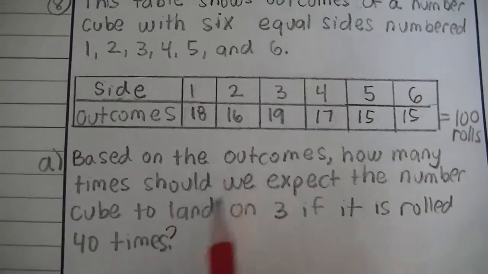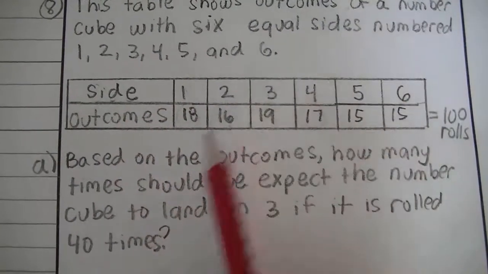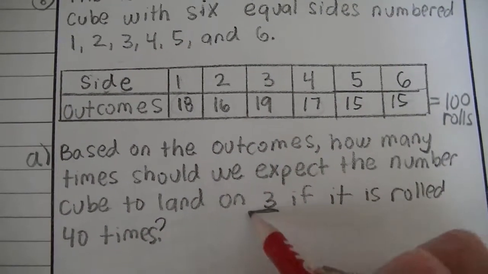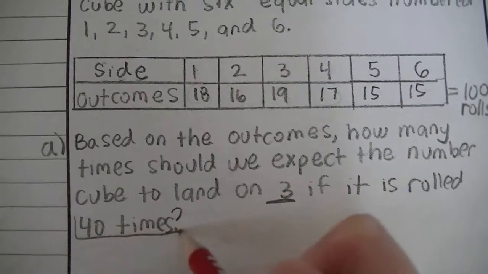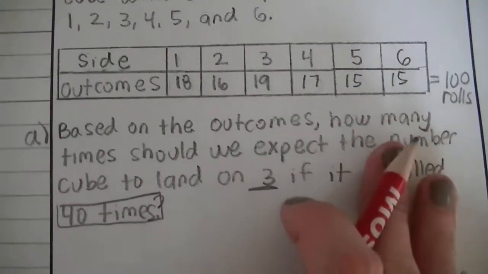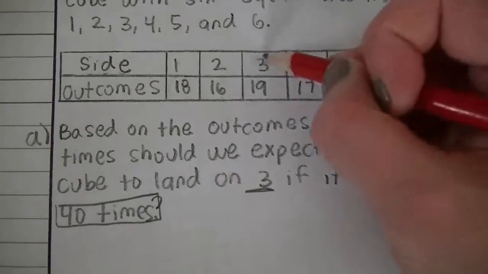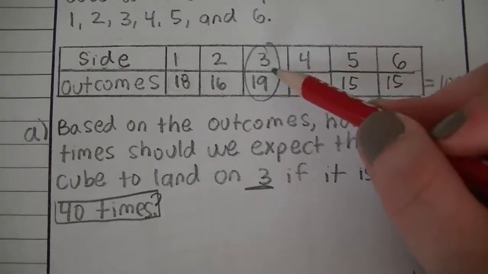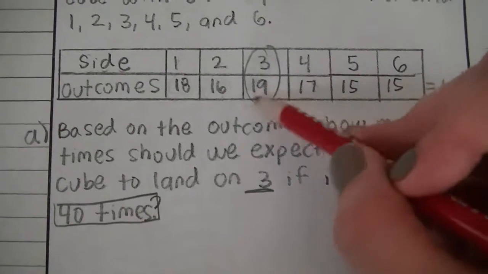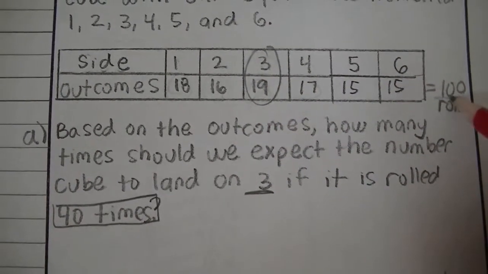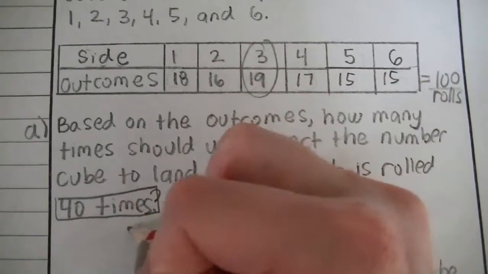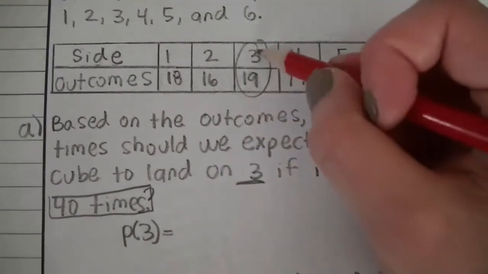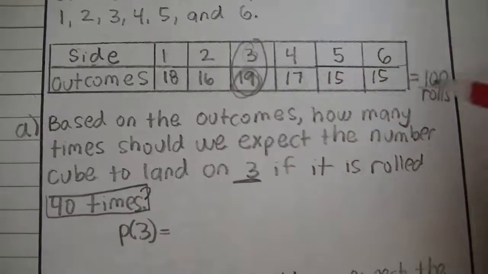Okay? So based on the outcomes given in this table, how many times should we expect the number cube to land on 3 if it's rolled 40 times? Okay, let's stop for a second. Let's look at the 3. Here's side 3. Now, we shouldn't say it's 3 out of 19. No, they did not roll it 19 times. They rolled it 100 times. So we landed on 3 19 times out of the 100.